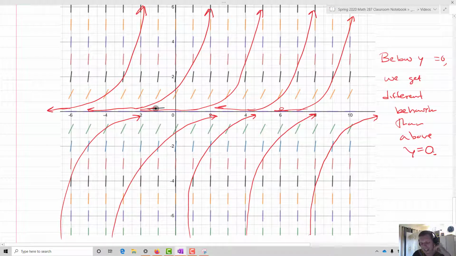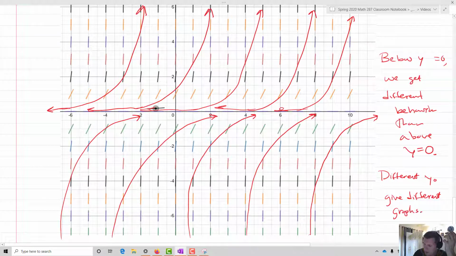And that's one of the things that's kind of interesting about these slope fields, and also about when we think about solutions to differential equations, right? Different y-naughts, different initial conditions, give different graphs, at least in terms of their looks. The differential equation is going to be exactly the same, but those solution curves are going to look slightly different, right, depending upon their initial conditions, okay?